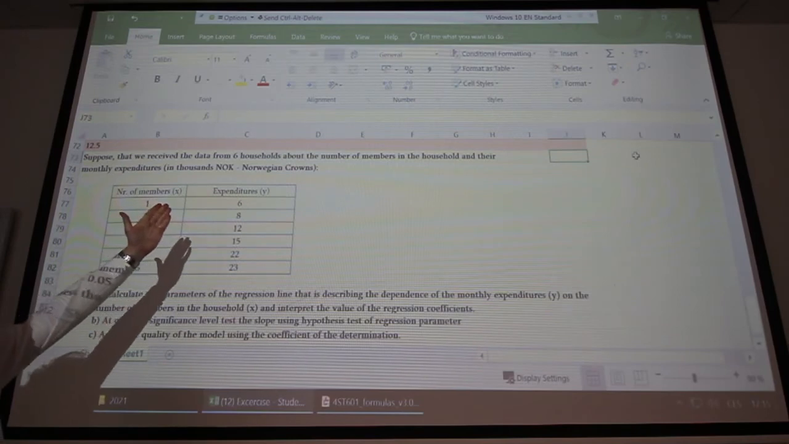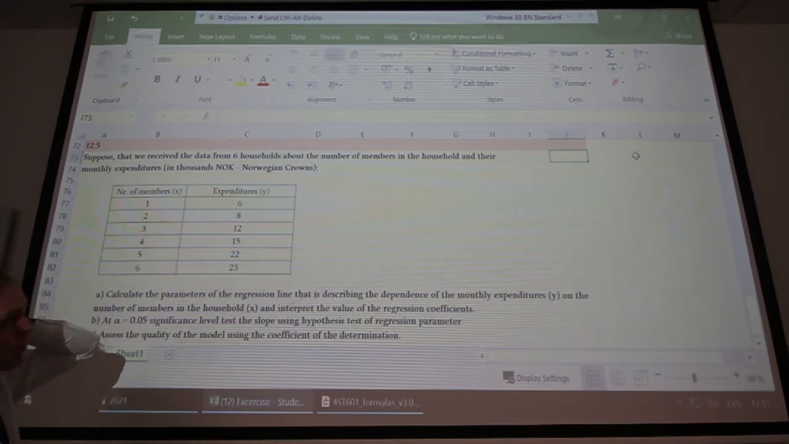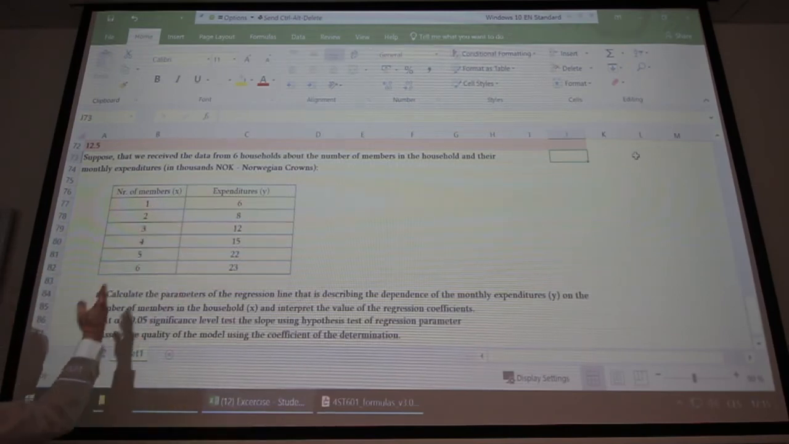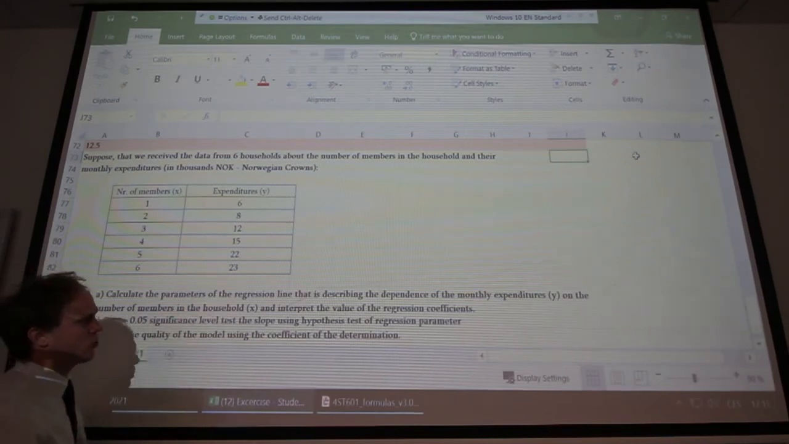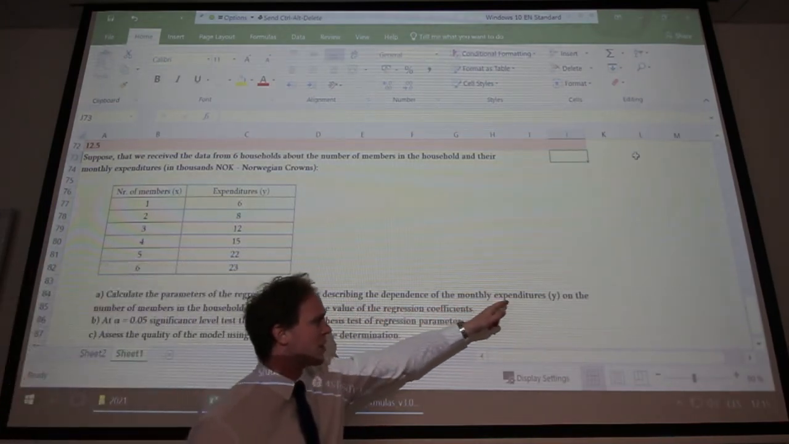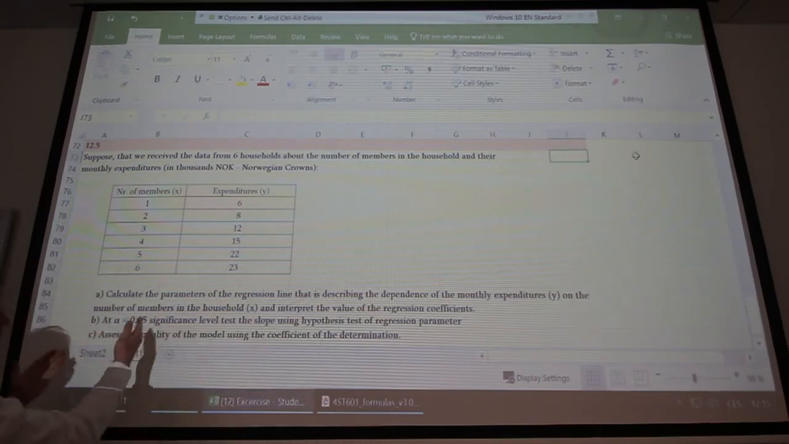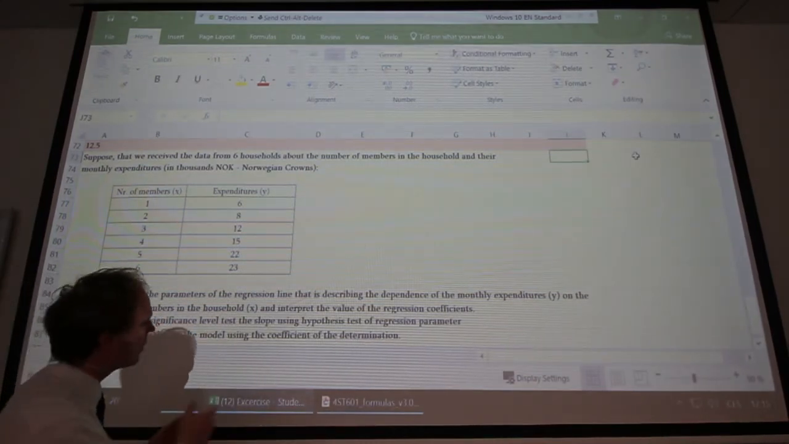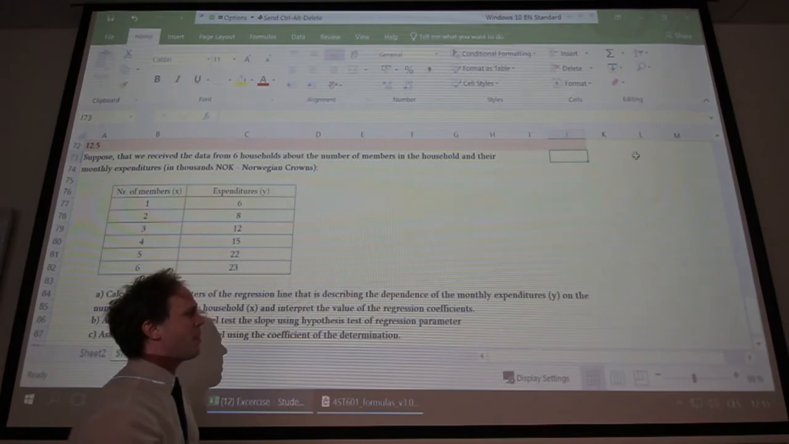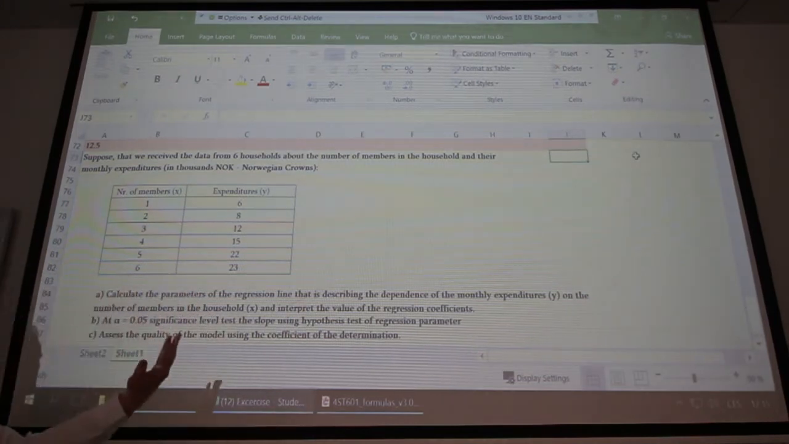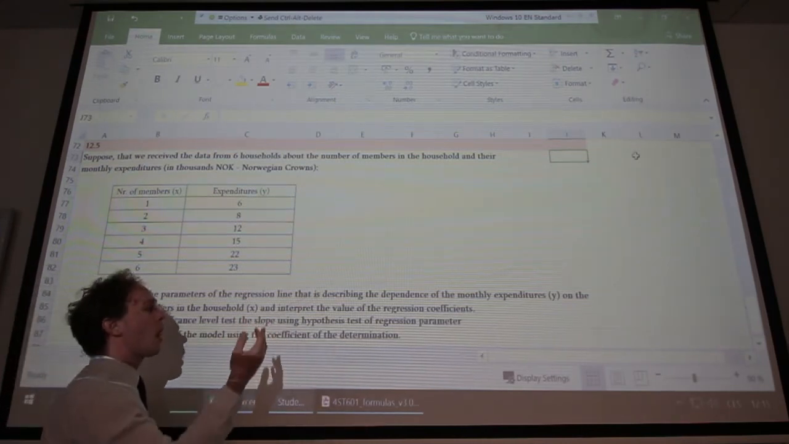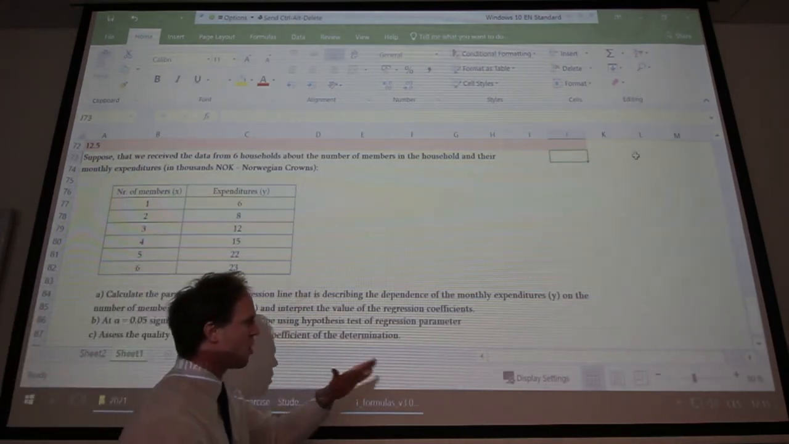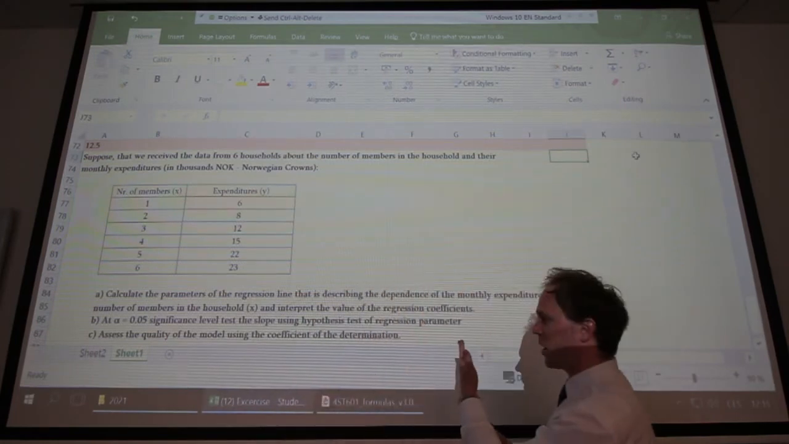So suppose that we receive data from this household about the number of members in the household and their monthly expenditures in thousands Norwegian crowns. We will calculate in Excel the parameters of the regression line that is describing the dependence of the monthly expenditures on the number of members in the household. We will speak one more time about the value of the regression coefficients, and at a 5% significance level we will test the slope using the hypothesis test of a regression parameter.